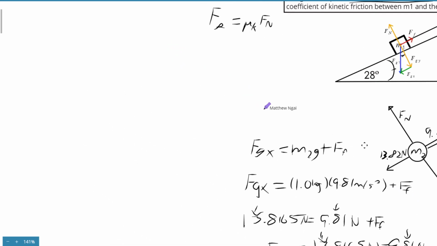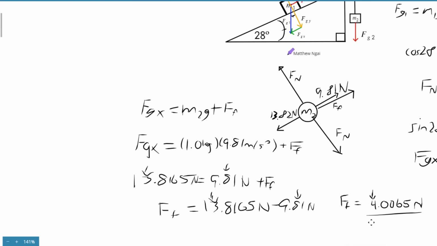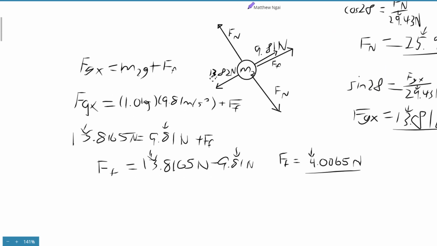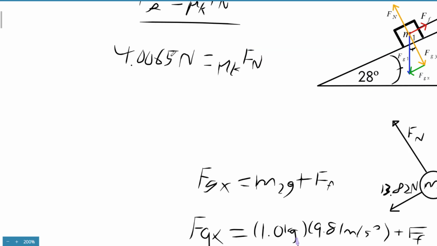Okay. Now that we have those, we're going to be using this formula. We just solved for FF, which is 4.0065 newtons, equals mu k times Fn.